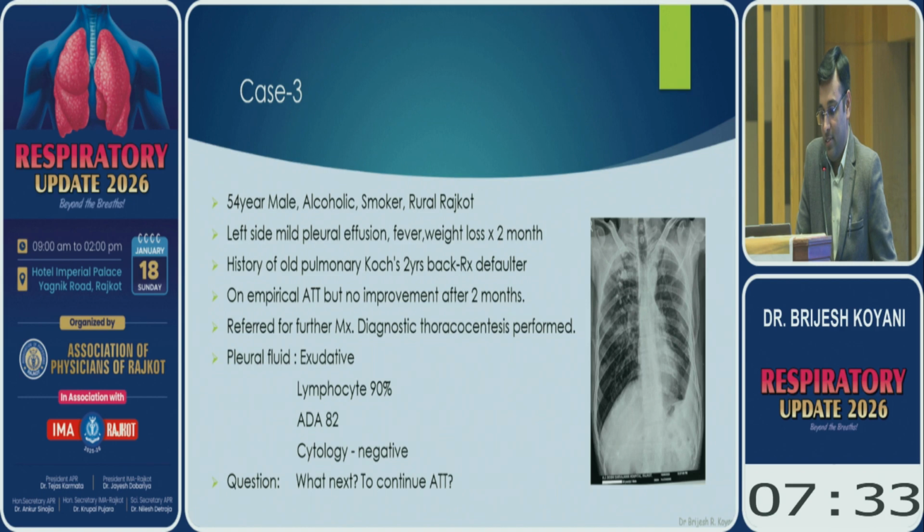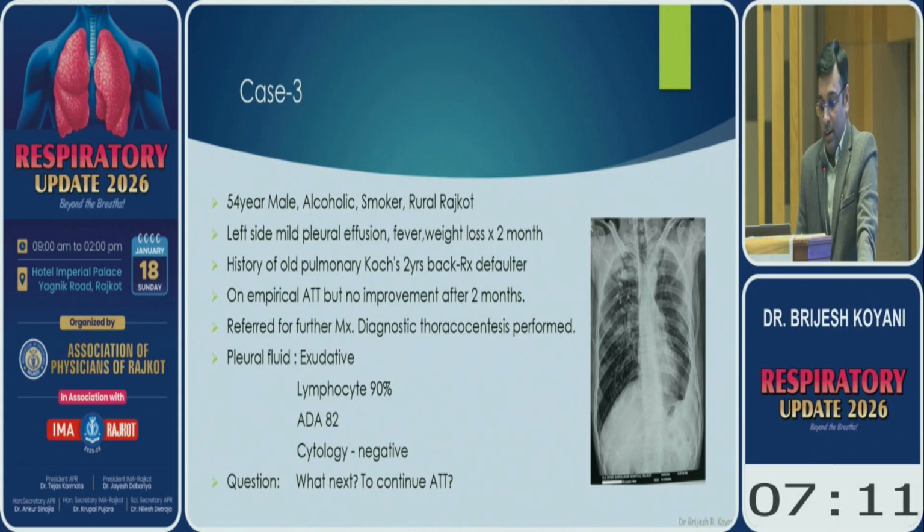This is an interesting one. A 54-year-old male, alcoholic, smoker, coming from rural Rajkot. You can see the chest X-ray. The patient had a right-sided very mild pleural effusion along with right-sided calcified pleural lesions. He presented with fever and weight loss since the last 2 months. He had a history of pulmonary TB 2 years ago, and he was a treatment defaulter at that time. Now he was started on empirical ATT by some general practitioner, but after 2 months with no improvement, he was referred to us for further management.